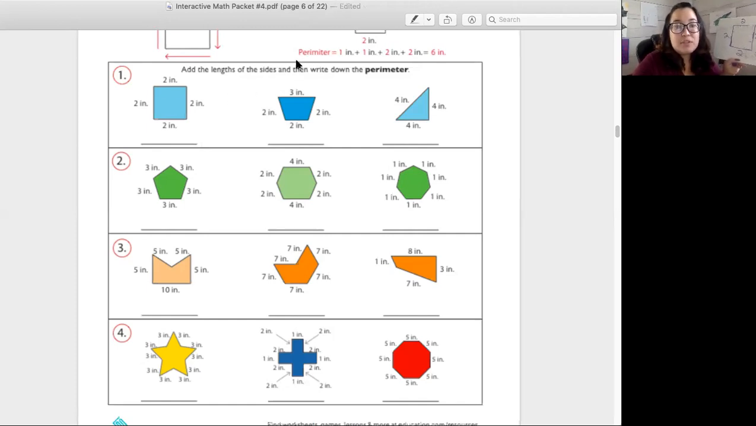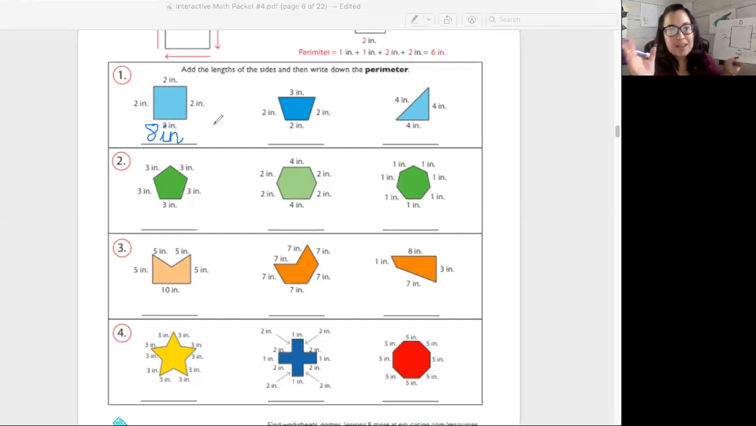I don't have to put square or anything, I just put 8 inches. Woo, look at Miss Johnson getting fancy now. Okay, so that's my answer. I'm easy peasy done. Okay, all right, let's move on.